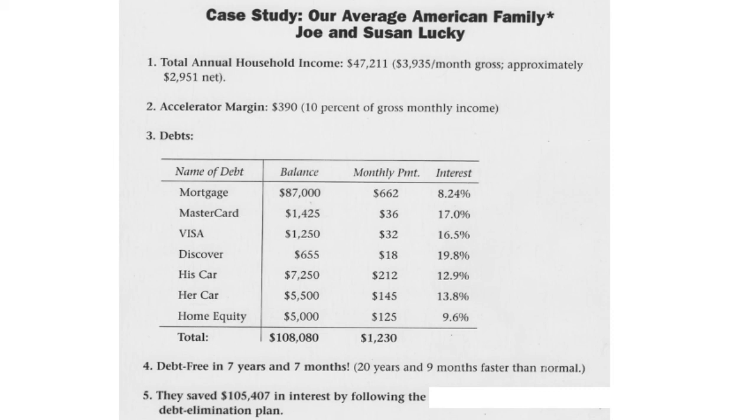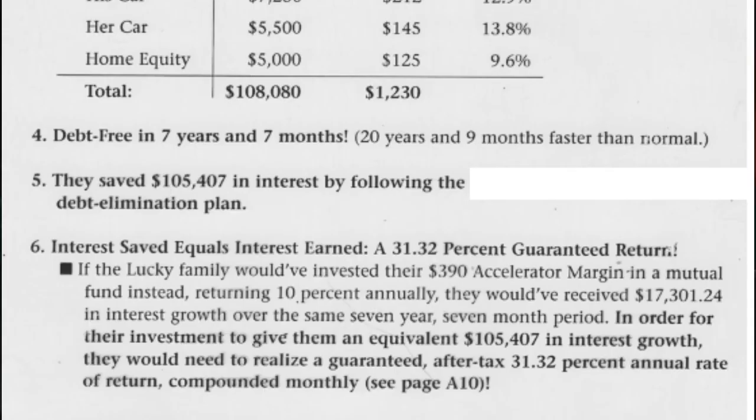Now, by paying this off this way, you can see there, number 5, they saved $105,407 in interest by following this system. They saved $105,000. Right. Now, this is what's really interesting, and this is what a lot of people don't understand, including most financial planners. Okay, look at number 6. The interest saved equals a 31% guaranteed return on investment. 31%.